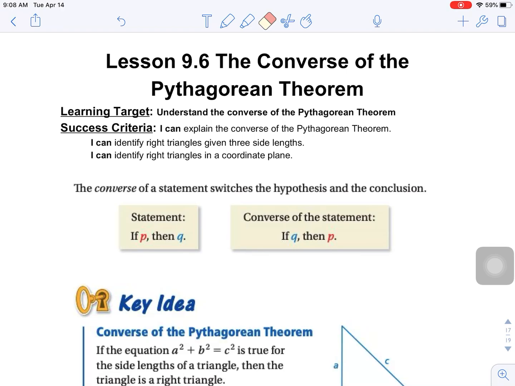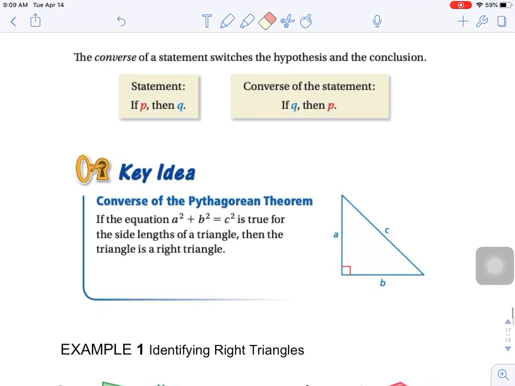So for the Pythagorean theorem, our Pythagorean theorem states if we have a right triangle, then a squared plus b squared equals c squared. So if we use the converse of that, if a squared plus b squared equals c squared, then we have a right triangle. Okay, so today our goal is to understand the converse of the Pythagorean theorem, be able to explain the converse of the Pythagorean theorem, and identify whether a triangle is a right triangle, either given three sides, or if the triangle is on a coordinate plane.